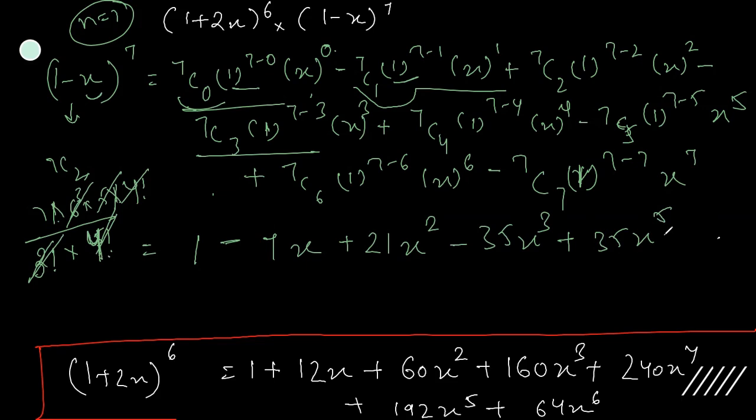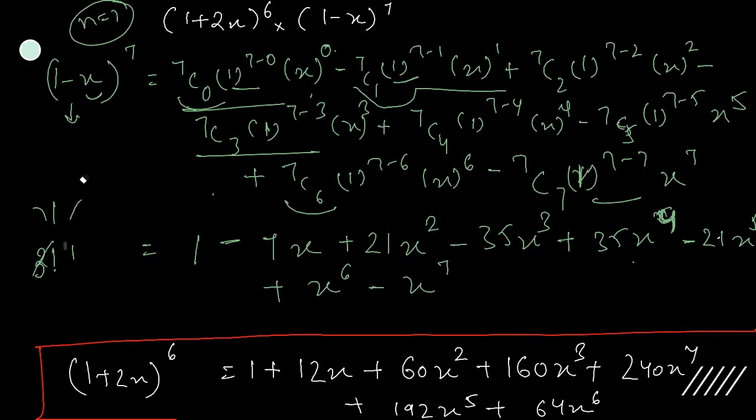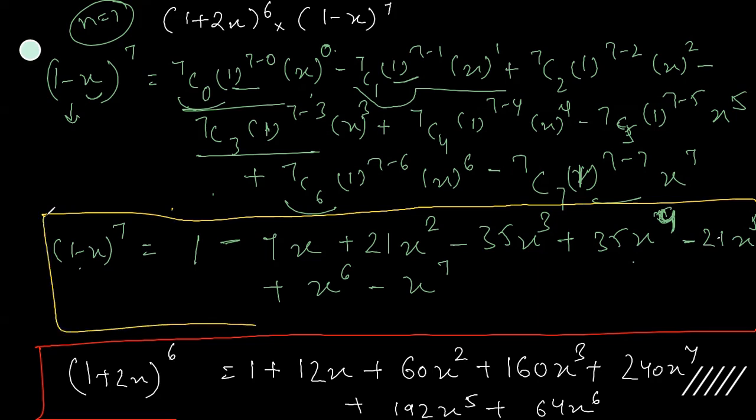Wait, have I done something wrong? No, this is 4, sorry. Yes. Then the next term is negative 7c5, so it is exactly equal to 7c2. So 7c2 is 21, x raised to the power 5. Then positive 7c6 means 7c1 only, exactly the same, so x raised to the power 6. And then we have x raised to the power 7, right? So the final expansion that you will get for 1 minus x raised to the power 7 is this one, right? So this I want only.